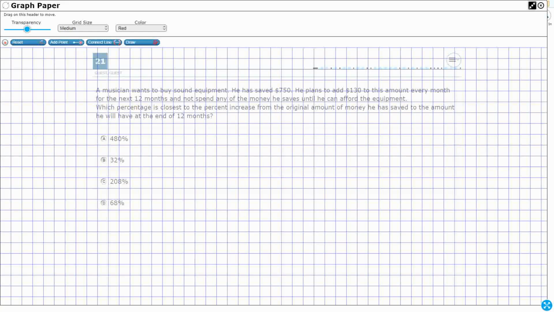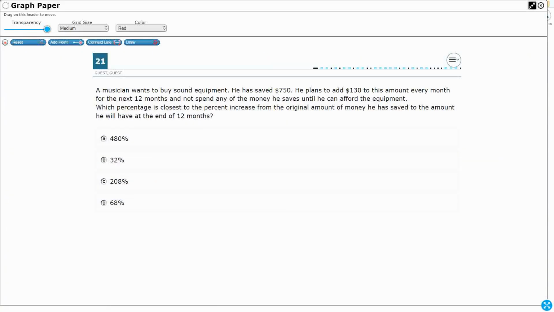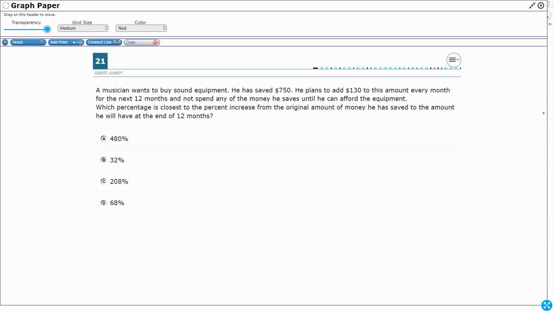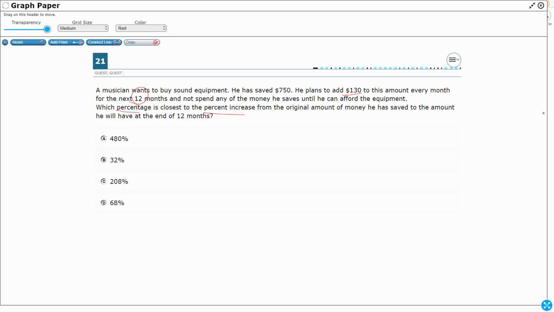We're saving some money here. He's already saved $750, and is going to save $130 every month for the next 12 months, not spending any money that he saves until he can afford the equipment. But we're looking for a percentage increase from the original amount of money. Well, how much did he originally save? He saved $750.